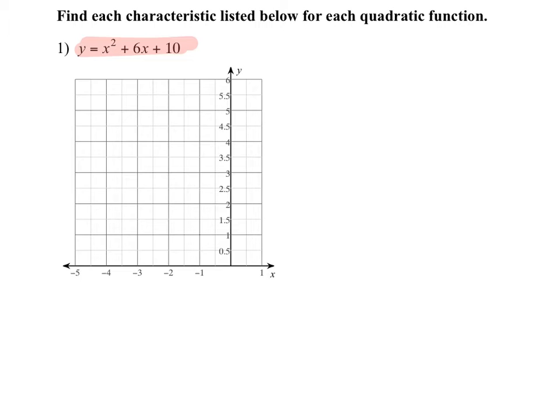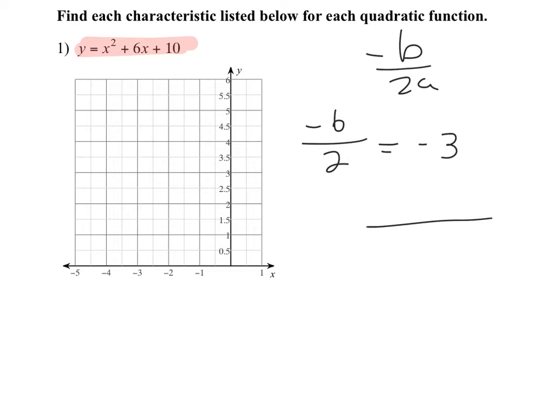I need to use my formula negative b over 2a. In this case, negative b will be negative 6, and 2a will be 2, which means the x-coordinate of my vertex will happen at negative 3.